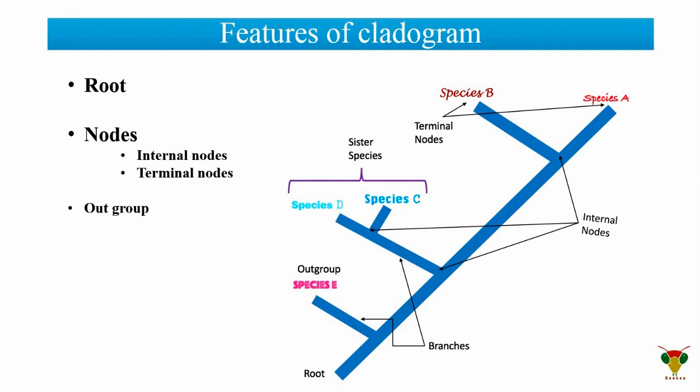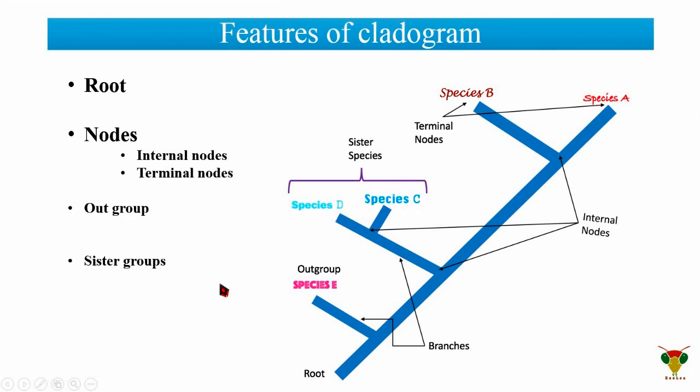The next feature is outgroup. As discussed before, an outgroup may be included on a cladogram to compare the other groups to. In the example cladogram, the outgroup is species E. It is related to the root organism, but it is not as closely related to the other terminal nodes or species as those terminal nodes are to each other.